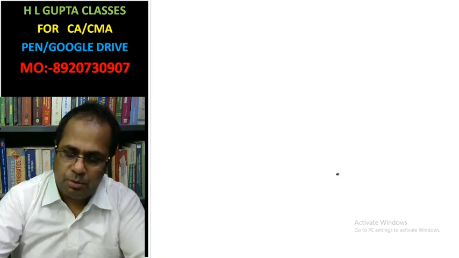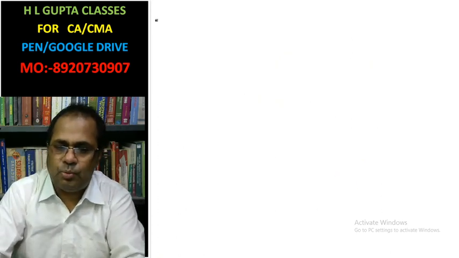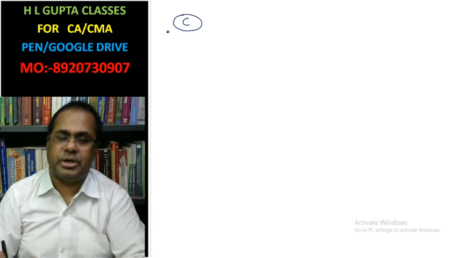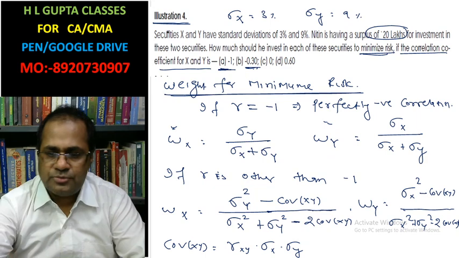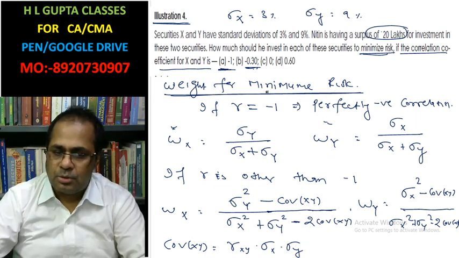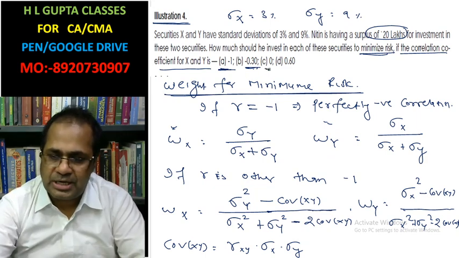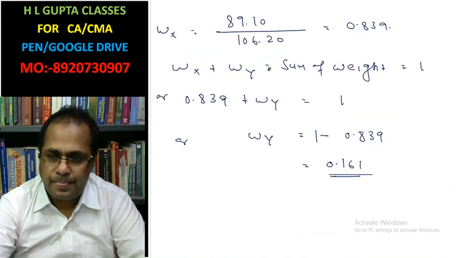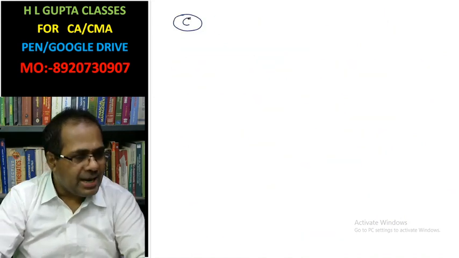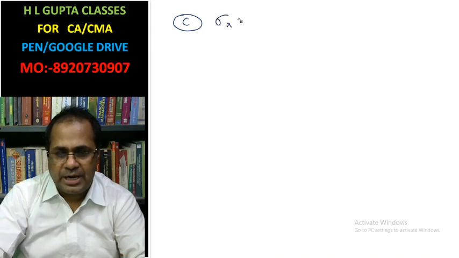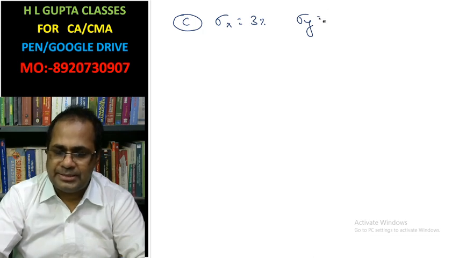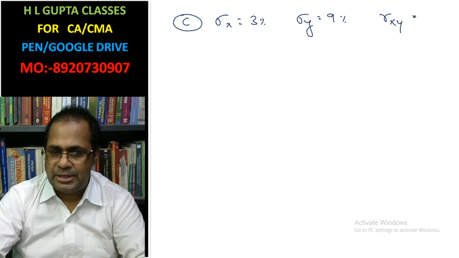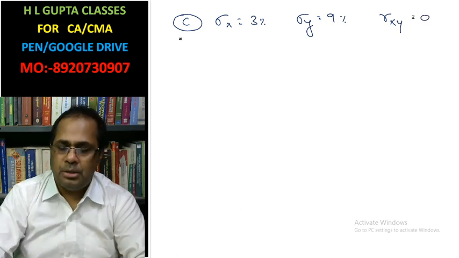Okay. Now, in the case of C, what is the C? Please look at here. In the case of C, what is the formula you have? Coefficient of correlation is 0. Please try to understand it. In C, standard deviation X equals 3%, standard deviation Y equals 9%, and coefficient of correlation XY equals 0.